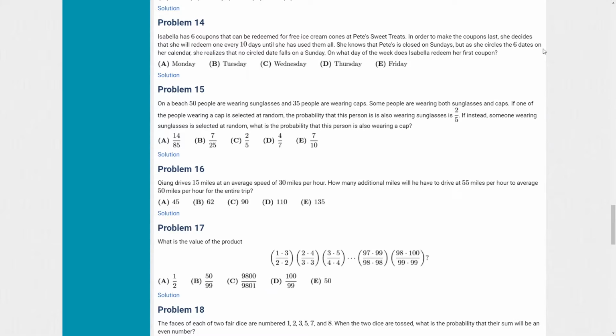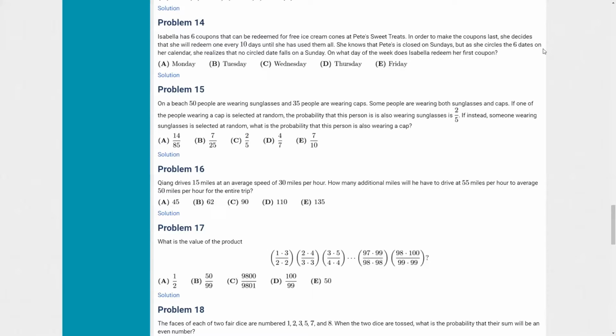So, with this question, one thing that we realize is that she picked 6 dates and none of them lands on a Sunday. But there's a distinct answer to the day that she redeems her first coupon. And what that means is that there is only one possible day where it satisfies the condition that the next 6 dates that she picks, being in 10-day increments, is not on a Sunday.